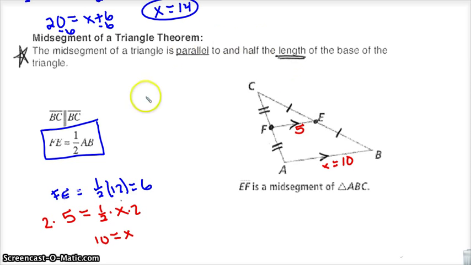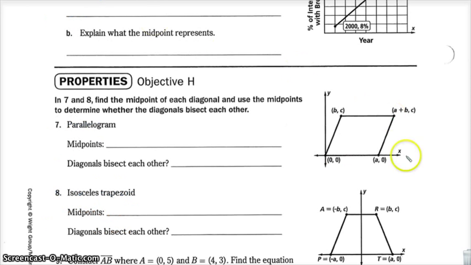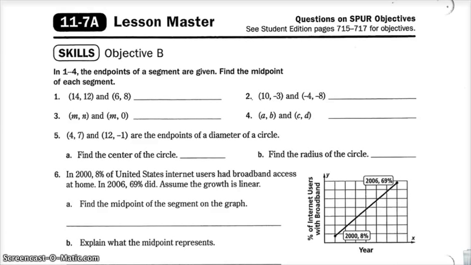All right, now it's your turn to do some work. Please turn in your packets to 11.7a. That's 11.7a. I want you to find the midpoint of questions 1 and 2, and then check your answers. For question 1, you should have found that the midpoint was 10, 10, and for question 2, the midpoint is 3, negative 5.5.